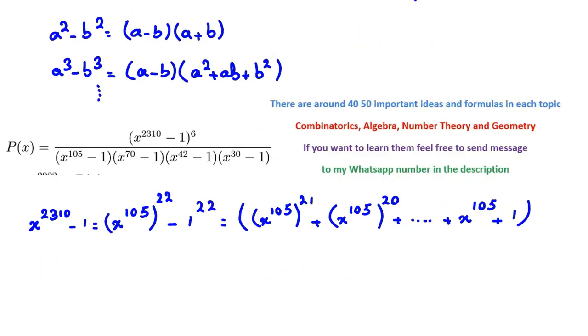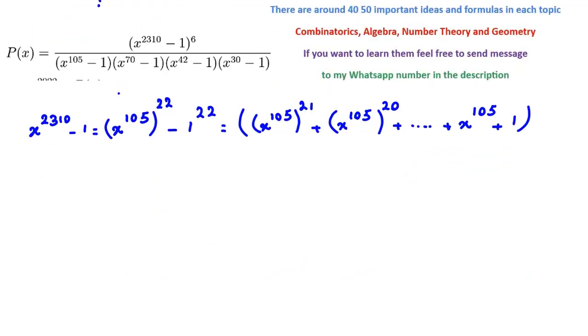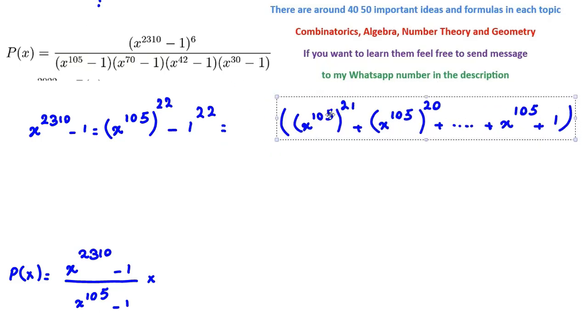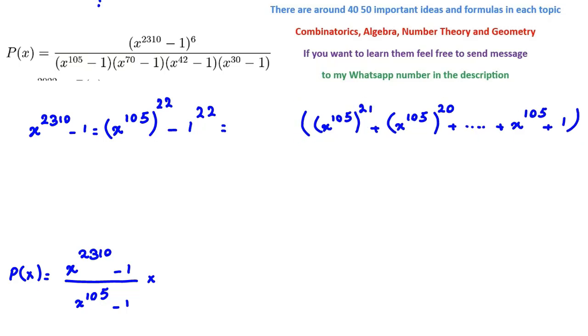Okay, so we have the same factorization for other numbers. Let's write. And why is it important? Because I can write P of x as what? I can write P of x as x to the 2310 minus 1 over x to the 105 minus 1, times that. It will be this. Sorry. Here, when we factorize, let me minimize it, it will be x to the 105 minus 1 times this one. So when we divide this by this one, it will be exactly this. So this part equals this part.